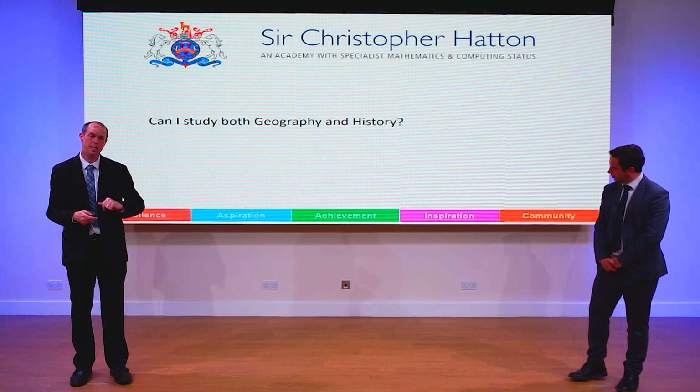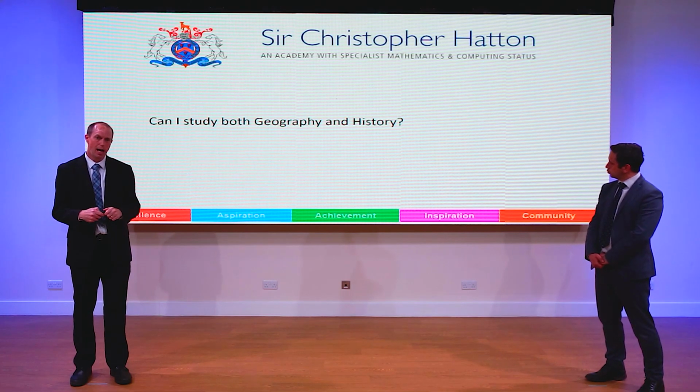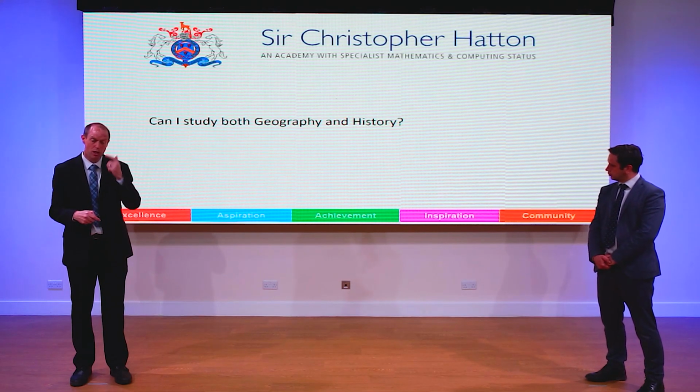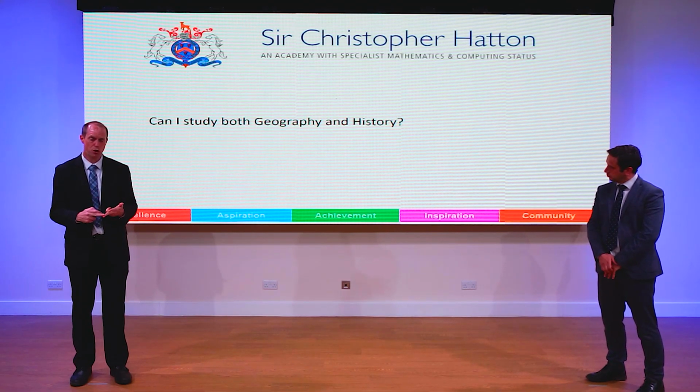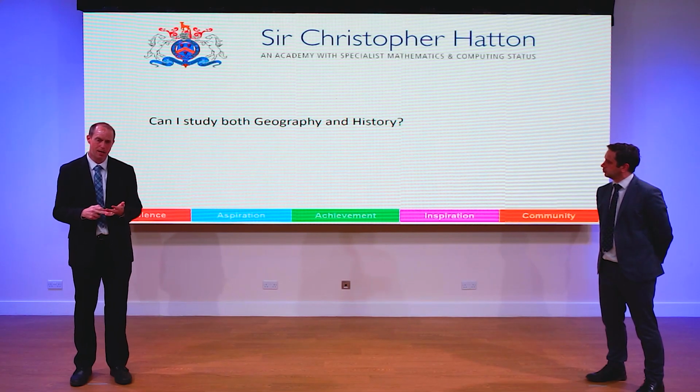So, what if I want to do both history and geography? Well, that's possible. There's 2 ways that can happen. The first way is that you decide you don't want to do a language, and then you can have your 2 new subjects that you're choosing this year as both history and geography. The second way is that you can choose a language, choose history, choose geography, and drop one of the 2 subjects you've been learning throughout year 9.